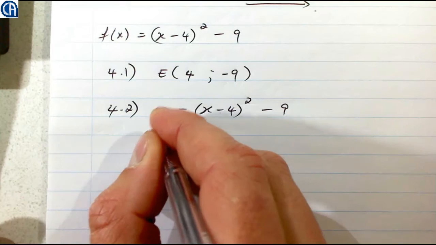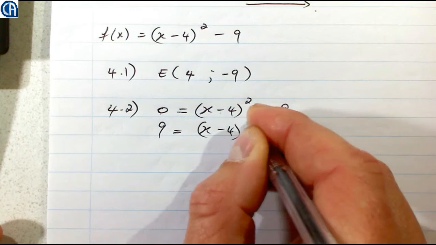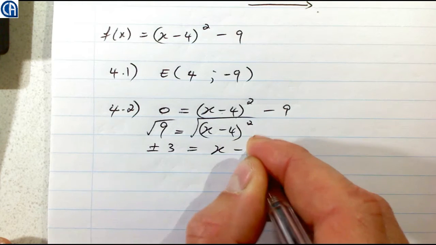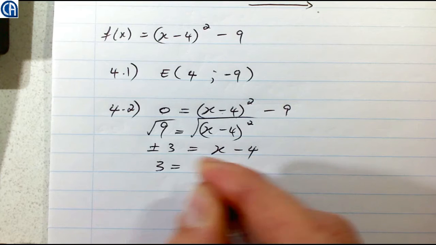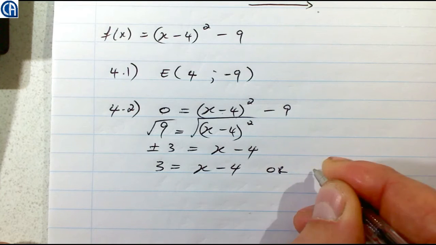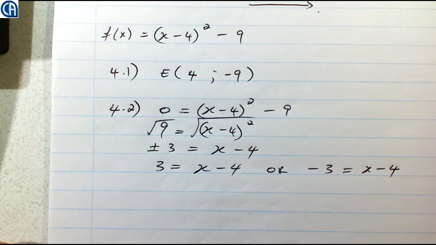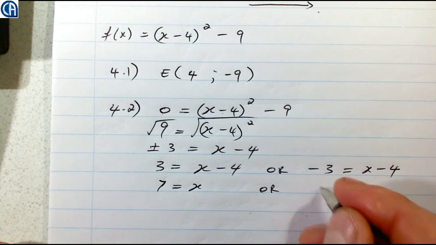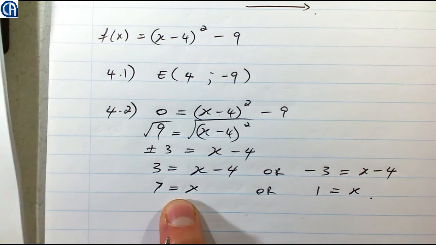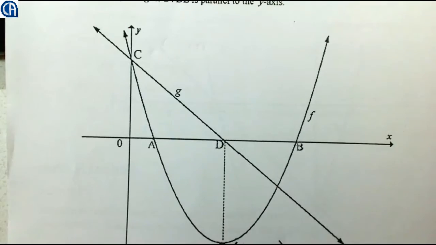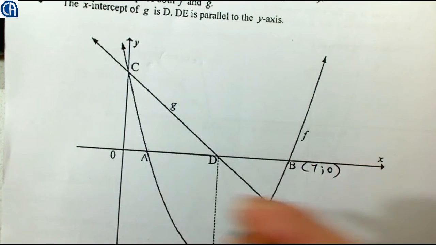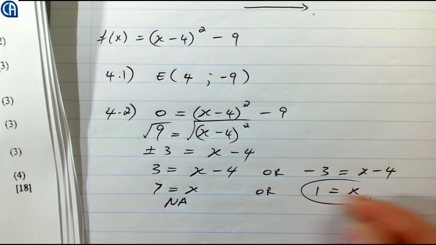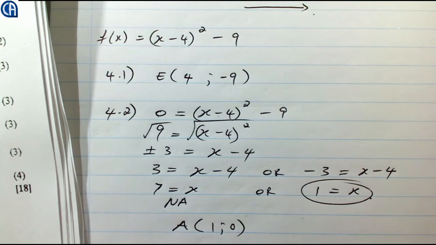So bring this across, which is 9 equals (x minus 4) squared. You take the square root, so that would be plus or minus 3 equals x minus 4. So the two answers are 3 equals x minus 4, or minus 3 equals x minus 4. Take that over, that's 7, or take that over, which is 1. As you can see, 7 is further away from the origin than 1, so B would be (7; 0) and A would be (1; 0). So this one is not applicable, we're interested in this one. So A is (1; 0).